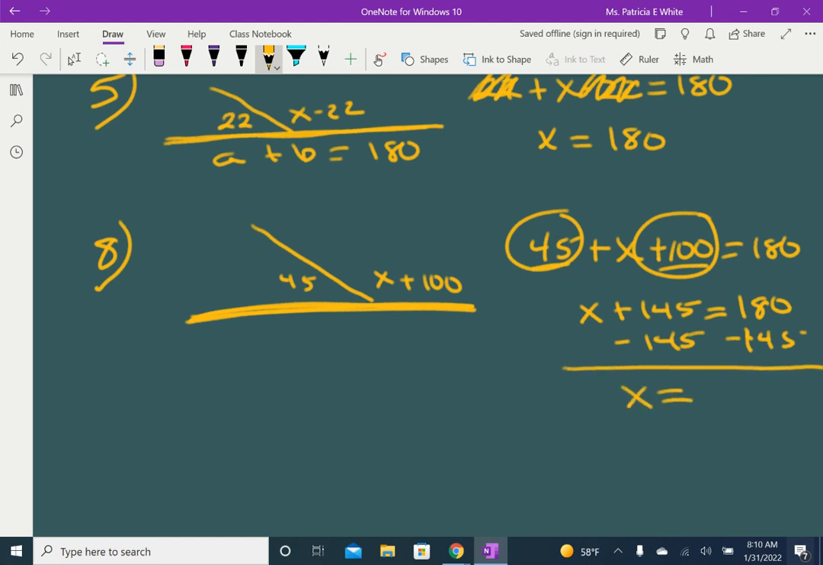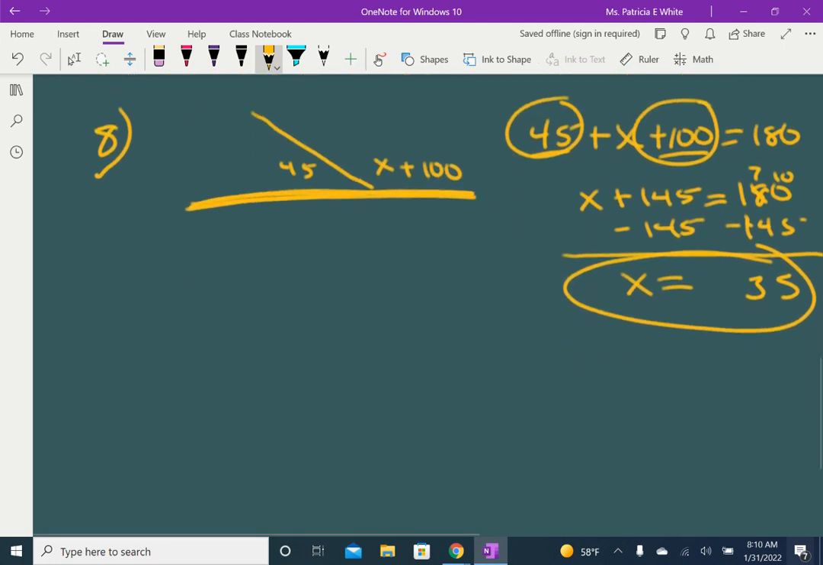So X is equal to 180 minus 145, let's do some borrowing. That's a 5. 7 minus 4 is a 3. 1 minus 1 is 0. So X is equal to 35. Okay. All right. Again, pause your video, please, and do your problems 6 and 7. Okay, hopefully you get 6 and 7 done, and we are going on to, I'm going to do 10.